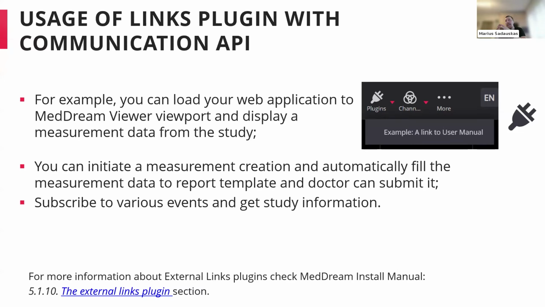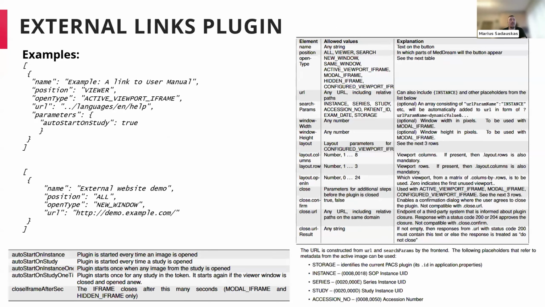So combining the links plugin with the communication API gives you a very flexible and powerful solution, where the sky is the limit, I would say, depending on the functionalities you want to achieve, what you want to do, and so on. We will go through this in just some minutes. This is just an example of the external links plugin JSON file. This is how it looks. In principle, this is plugin 1, this is plugin 2, and you can do various things with this.